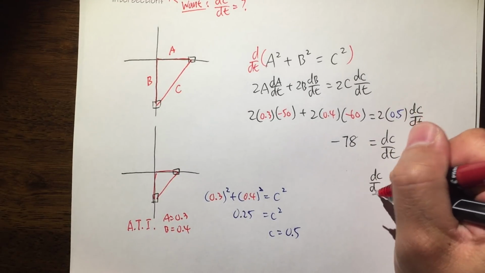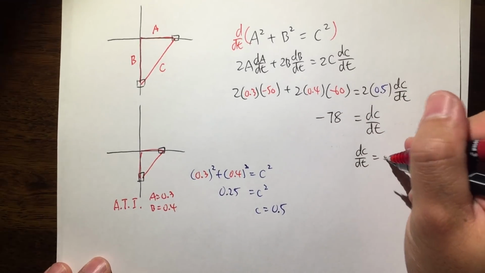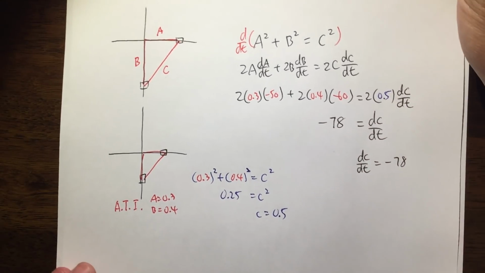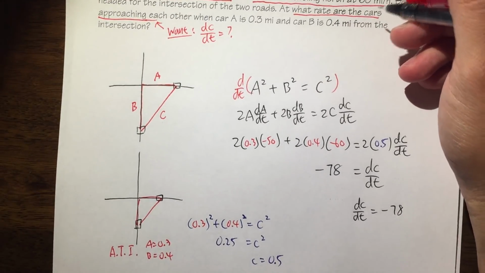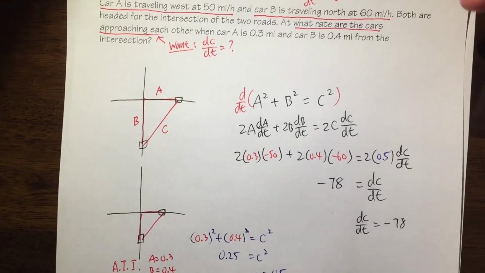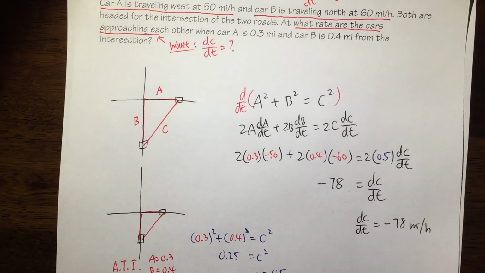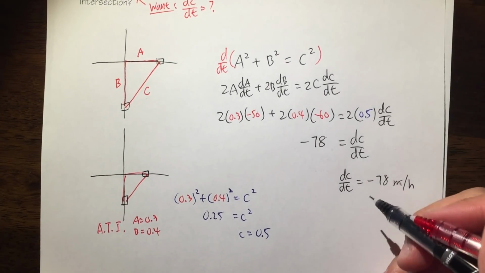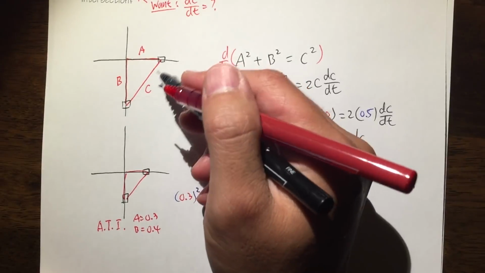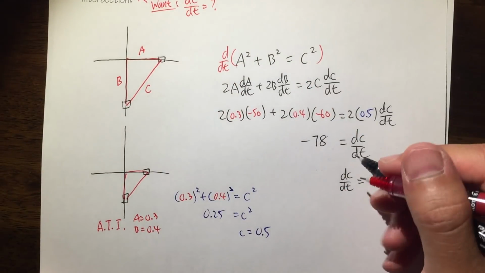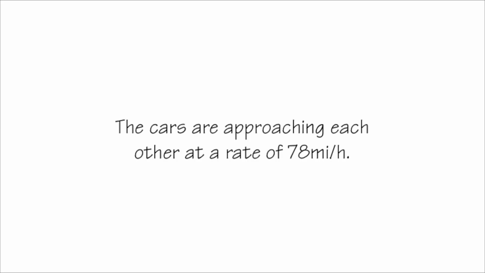Alright? So you can answer it in 2 ways. You can say dC/dt is negative 78, and put on the units, which is miles per hour. I will just write this down right here. Miles per hour, like this. And you notice, because the rate is negative, that means the distance is getting shorter and shorter. So you can also say the following: the cars are approaching at a rate of 78 miles per hour. And if you use the word approaching, you don't need to have the negative sign for the rate.